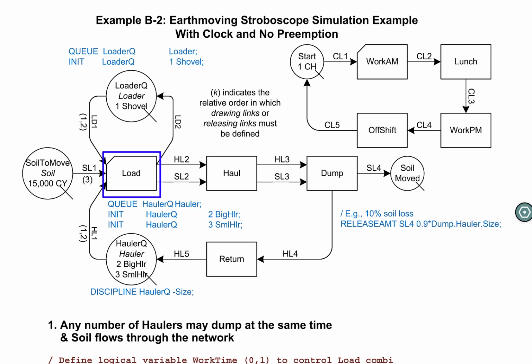After that, the new instance of activity load will ask link HL1 to draw resources from the preceding queue. Link HL1 will then take one of the big haulers, the one in the front of the queue, and transfer it from hauler queue to the new instance of activity load. After that, link SL1 will draw resources from soil to move queue and transfer them into the new instance of activity load. It is at this point that the order of defining the links matters.